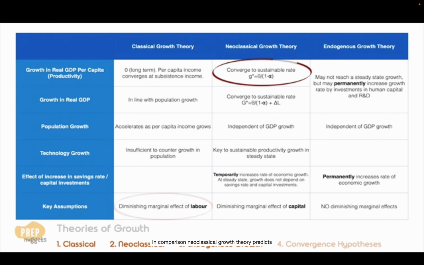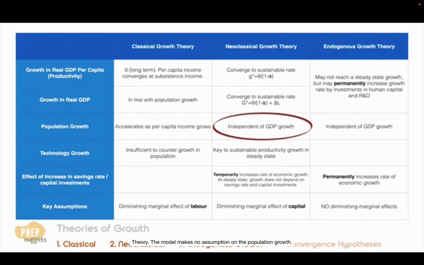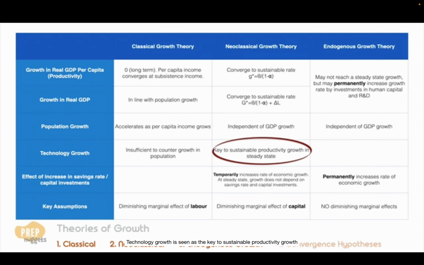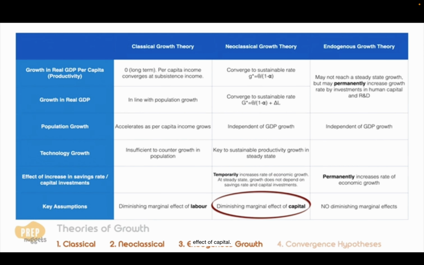In comparison, neoclassical growth theory predicts that growth rates will converge to a steady state based on the growth in technology, labour's share of GDP, and the labour growth rate. Unlike classical theory, the model makes no assumption on the population growth. Technology growth is seen as the key to sustainable productivity growth in the steady state. Increasing savings rate and capital investments may only temporarily increase growth rate. At steady state, growth does not depend on savings rate and capital investments. The key assumption for neoclassical is the diminishing marginal effect of capital.